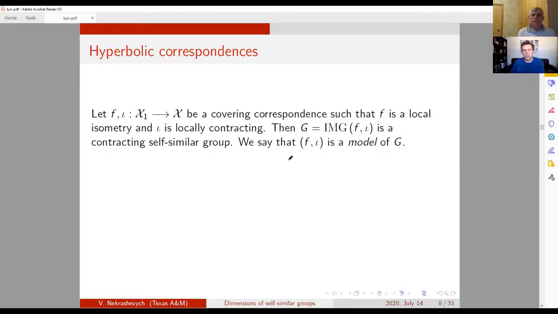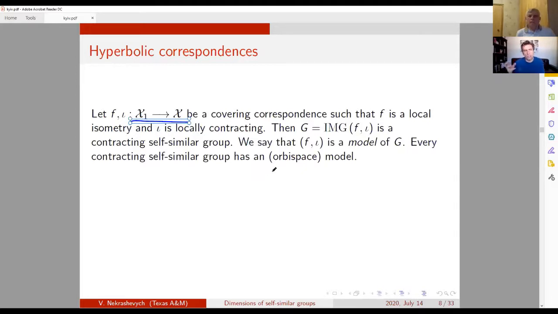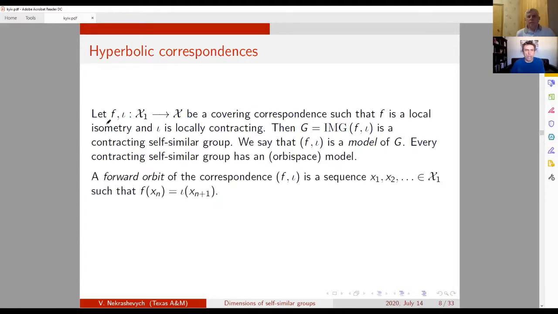It is related to something called dual Moore diagrams, but I don't have time to talk about it. And every contracting self-similar group has a model, but you need X and X1 to be what are called orbispaces in general. Again, I don't have time to talk about it. It's not quite a topological space, but it's also a topological space with some groups attached to points, finite groups attached to points.